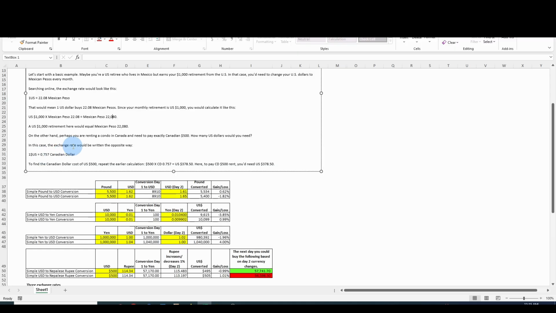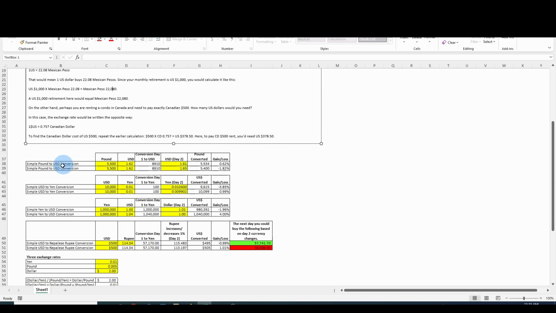You know you're going to have a heck of a lot more purchasing power here. To find the Canadian dollar cost of US $500, repeat the earlier calculations: 500 times 0.75 equals 375. Beautiful, isn't it?